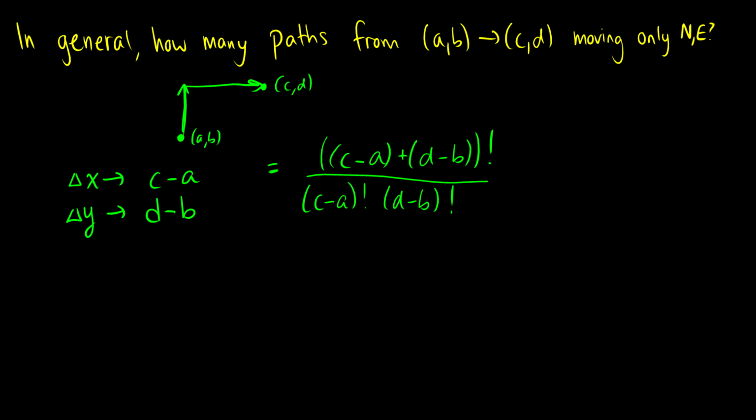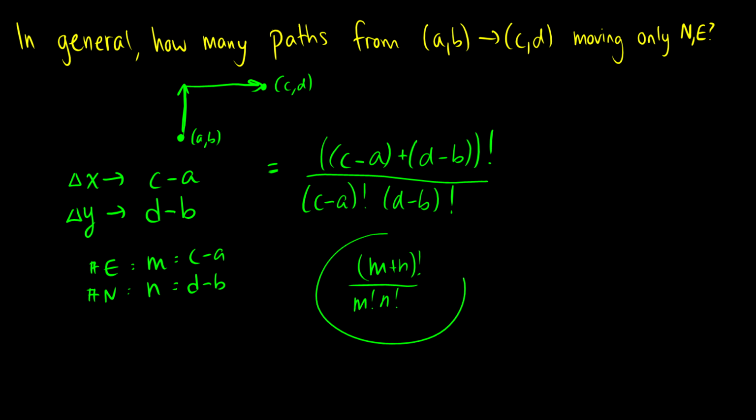This may look a little bit confusing, but we can just say that M is equal to C minus A, N is equal to D minus B. So this is our delta x here. Actually, I should write down the number of easts and the number of norths is equal to M. So this is really just M plus N factorial over M factorial N factorial. And this is a general equation you can use for any lattice problem.